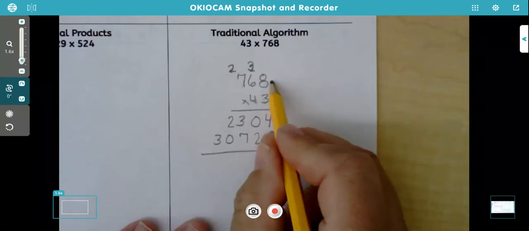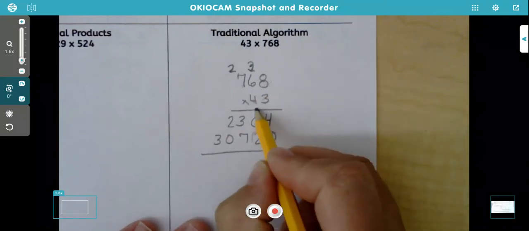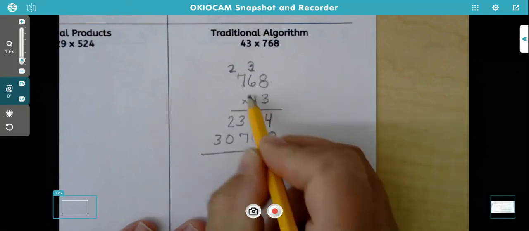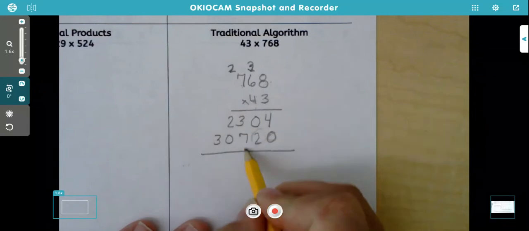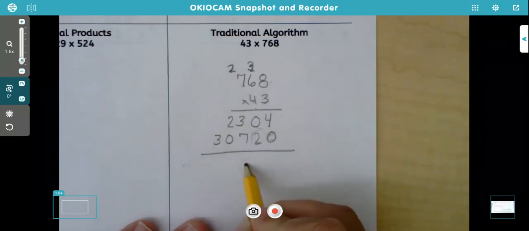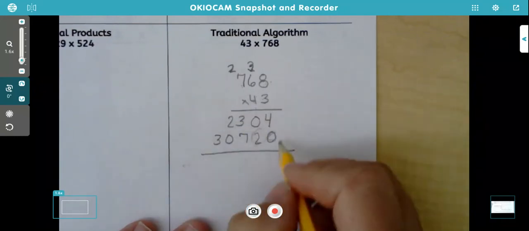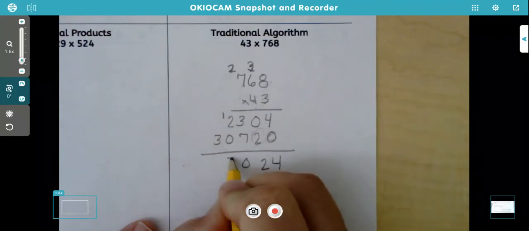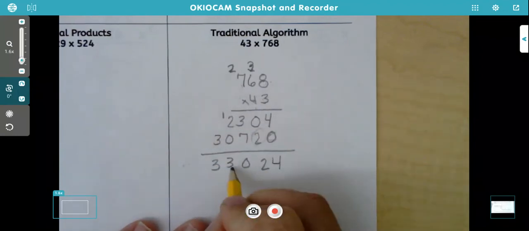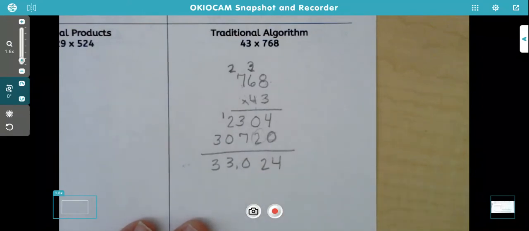This number here, when I do the 4 times 8, the 2 and the 32 should line up right below the 4. If I had another number, I would do another row here. The first number would line up beneath the third. Now that I have my two numbers, I can add them together. And 768 multiplied by 43 is 33,024.